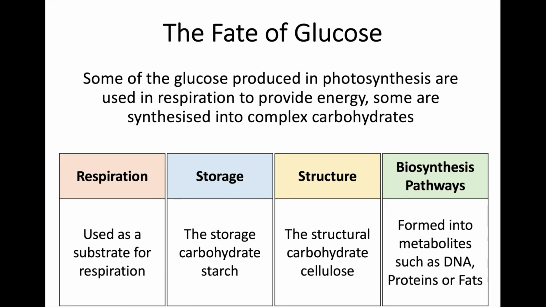We've spoken about those three at National 5 as well, but there's one more we're going to discuss, which is quite a broad part, and it can be used for biosynthesis pathways. Now, what happens here is that glucose can be formed into metabolites such as DNA, amino acids, proteins, or fats. So that's a huge bulk of things that can be made, but very much building blocks of life that need to be made. And again, the plant has generated this glucose, and it's going to use it for all four of these different parts that you need to be aware of.